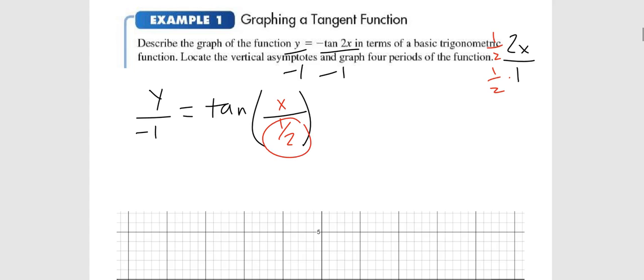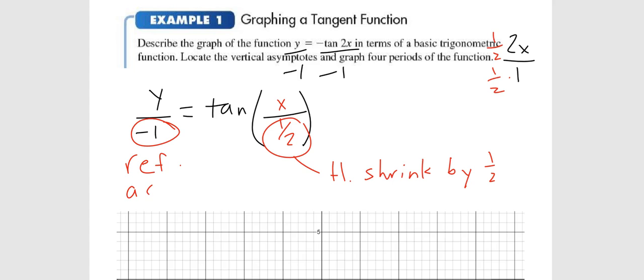We can tell that there is a horizontal shrink. Wow, I can't spell. But at least I can see that I'm wrong. Shrink by 1/2. Okay, so we got a horizontal shrink by 1/2. We also have a reflection across the x-axis.